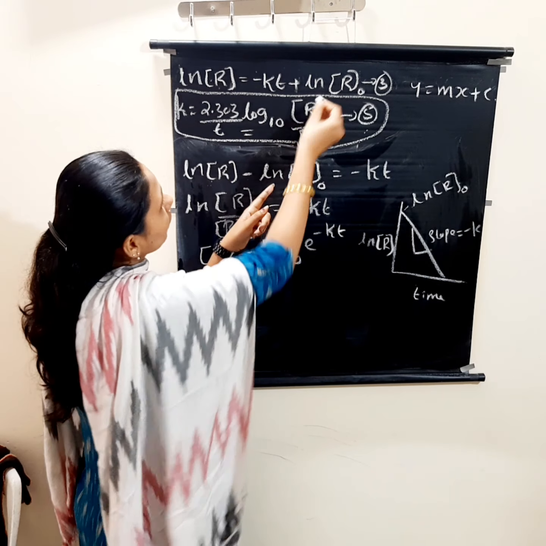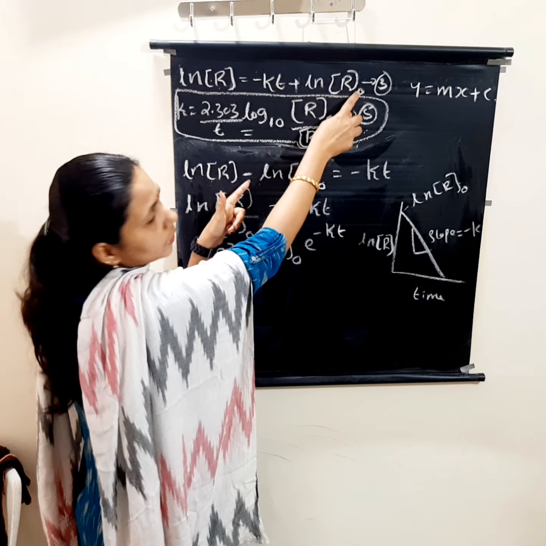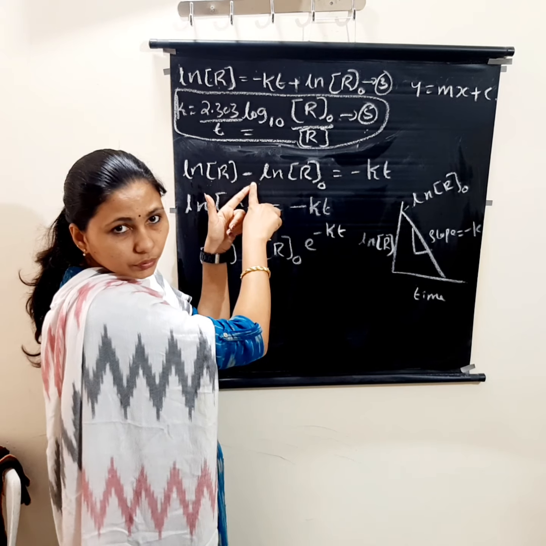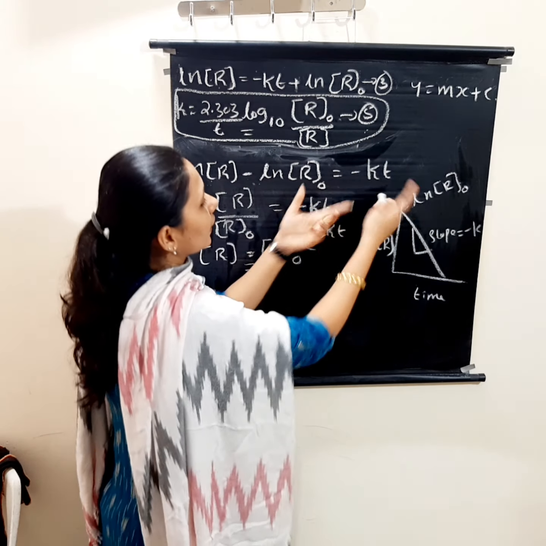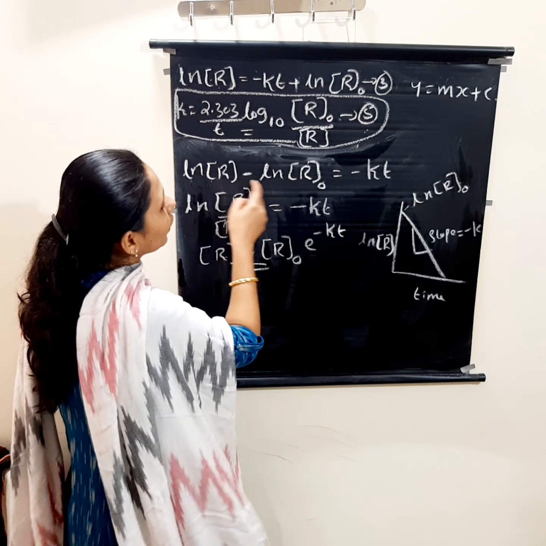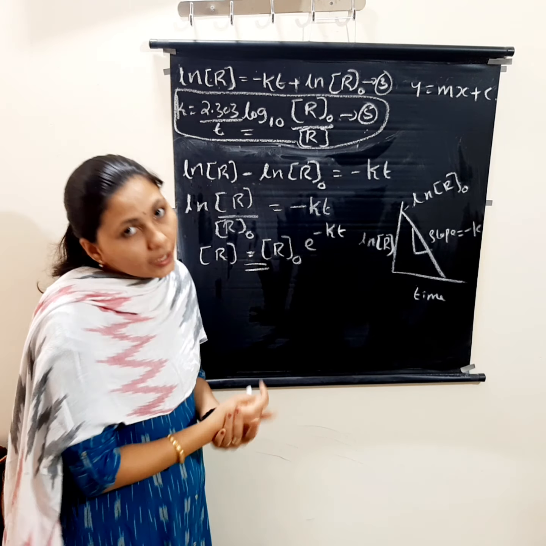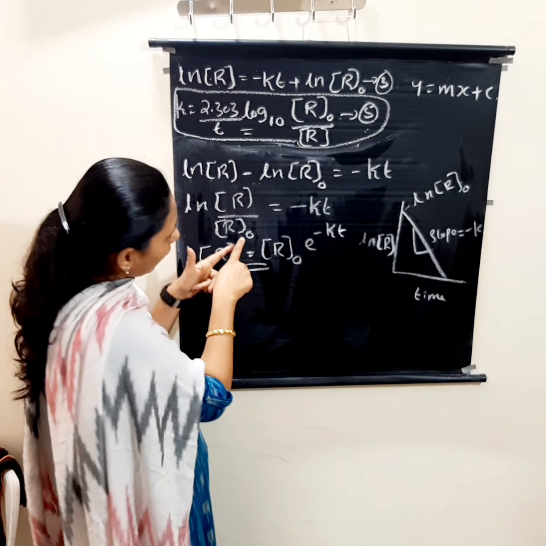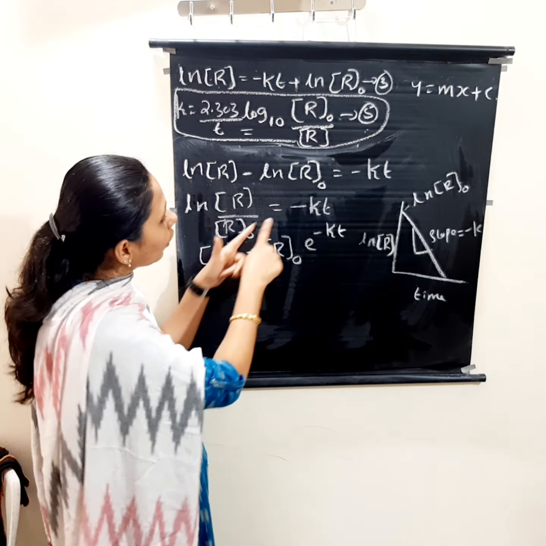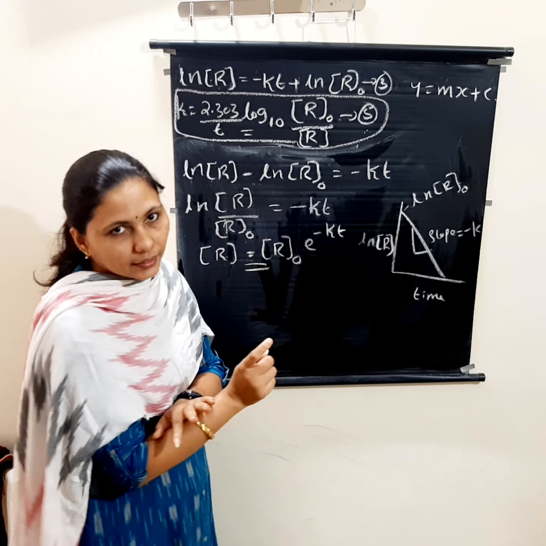This one we are taking. So positive ln R0 will be converted to minus ln R0 because we are taking it to the left side, equal to minus kt. We know here it is minus. Subtraction means division. So ln of the concentration of R divided by R0 equals minus kt.